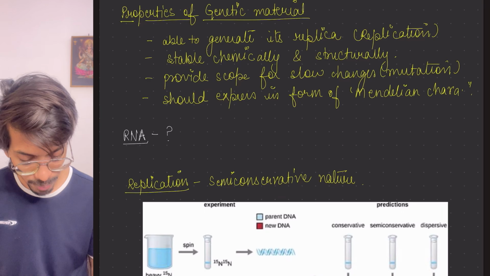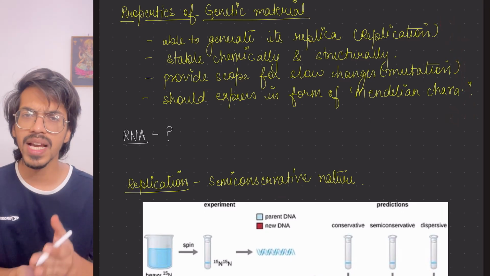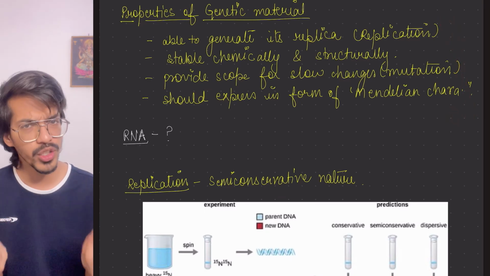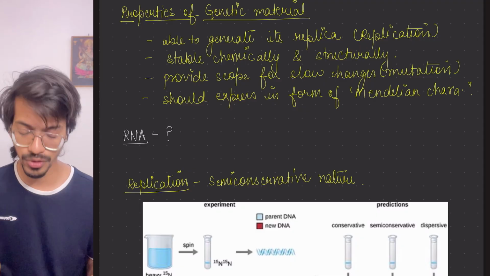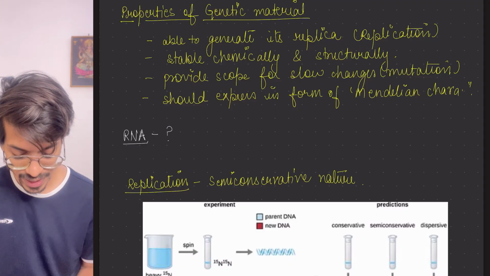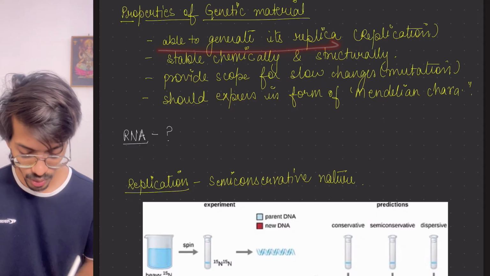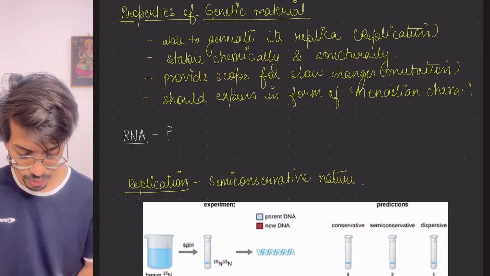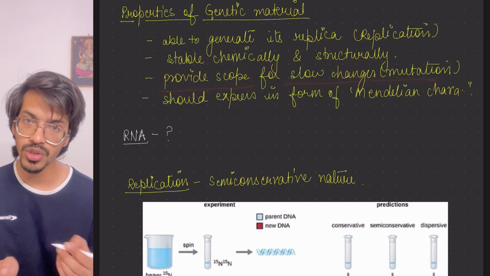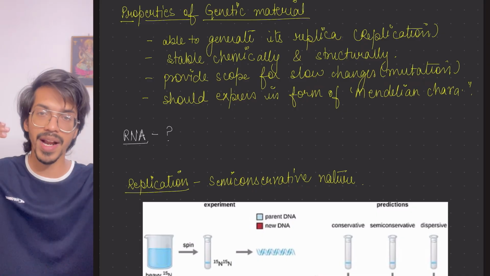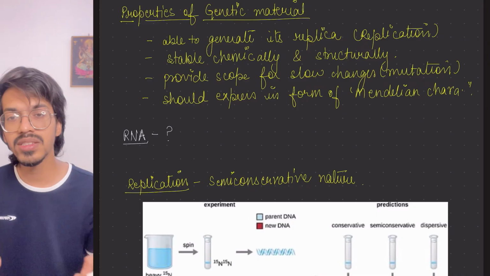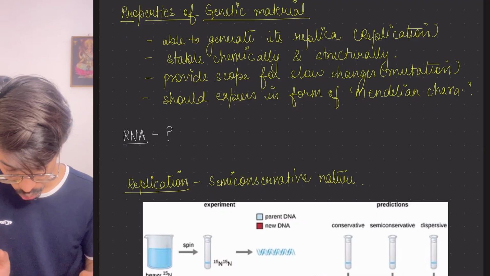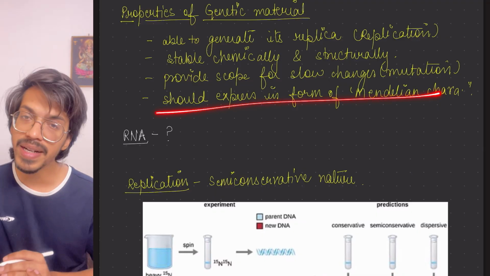Now these are the properties of genetic material and how they explained it, given in NCERT. You can do it, remember it, a question can come from here. So what are the properties? It is able to generate its replica. Okay, it should be chemically stable and structurally also stable. Provide scope for slow mutation. It should not be that no mutation occurs. Environment is changing, mutation is not taking place, it's not good, it should change slowly. Should express in the form of Mendelian characters.